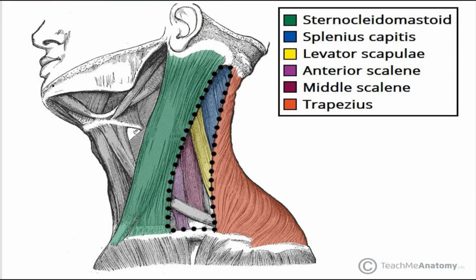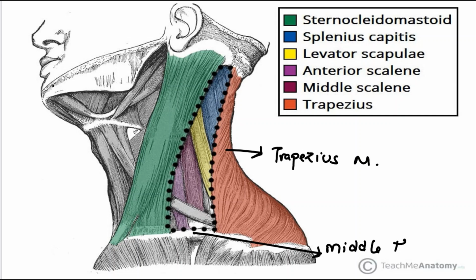And then the other thing that you must know is the contents of the triangle and the borders of the triangle. So the posterior border of the triangle is by the trapezius muscle. So this is the trapezius muscle here. The anterior border of the trapezius muscle. And then the base of the triangle is made by the middle third of the clavicle. So middle third of clavicle, as you can see. So the middle third of the clavicle here.